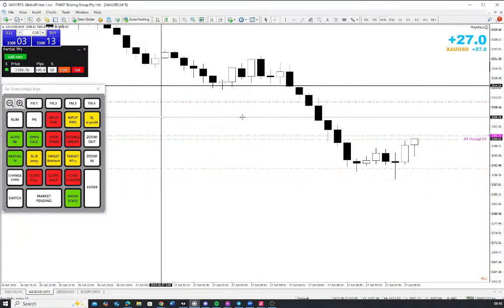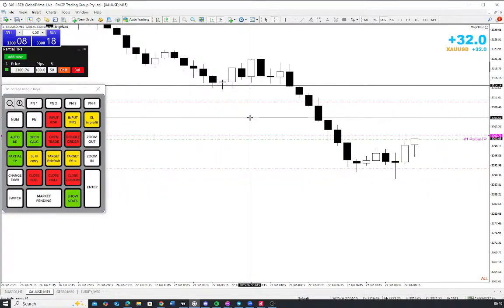I won't need to do anything because Magic Keys will do it all for me. A lot of my members use Dane's Trades or Trade Assistant. Market broke Asia low. Yep, it did.